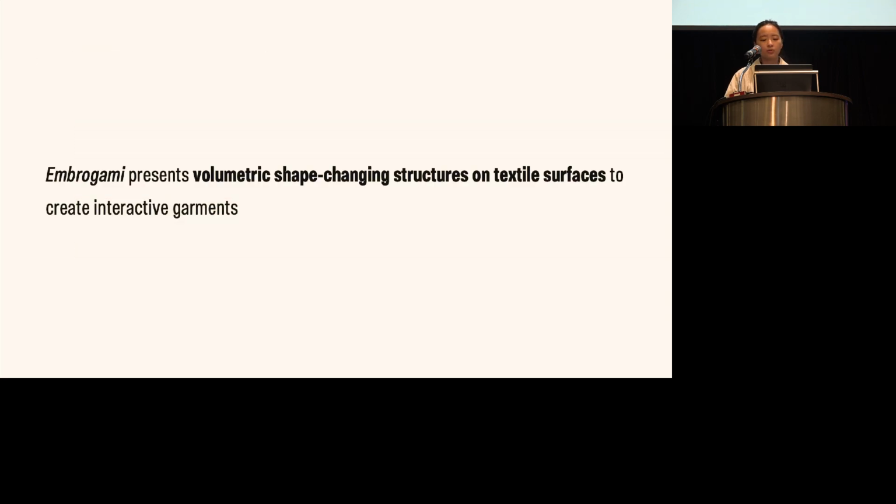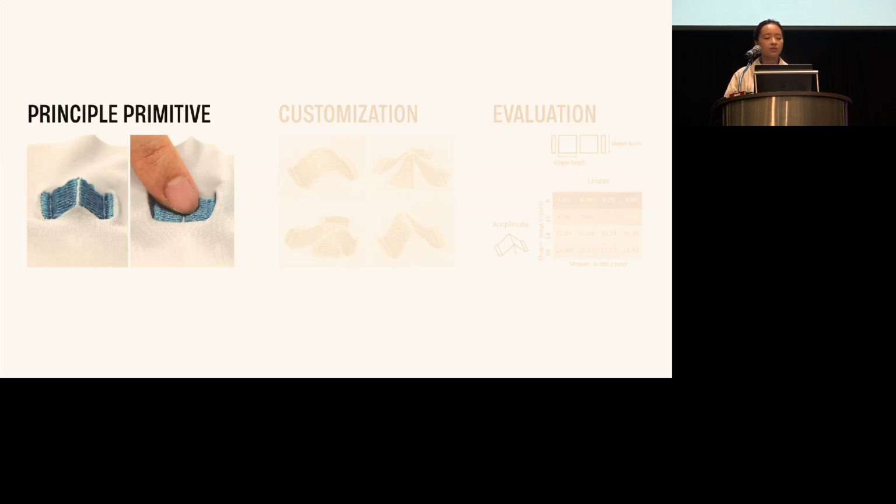Embrogami thus contributes volumetric shape-changing structures on textile surfaces to create interactive garments that are easy to fabricate with machine embroidery, integrated directly into the base fabrics, and preserve the fabric's thin, conformable, and stretchable materiality, and versatile in their functionality with a set of proposed Embrogami structures that can vary in their size, shape, elasticity, and layout. With this, we hope to push towards highly wearable and also highly functional interactive garments. First, I'll present our design and fabrication approach that allows us to create the principal shape-changing primitives.